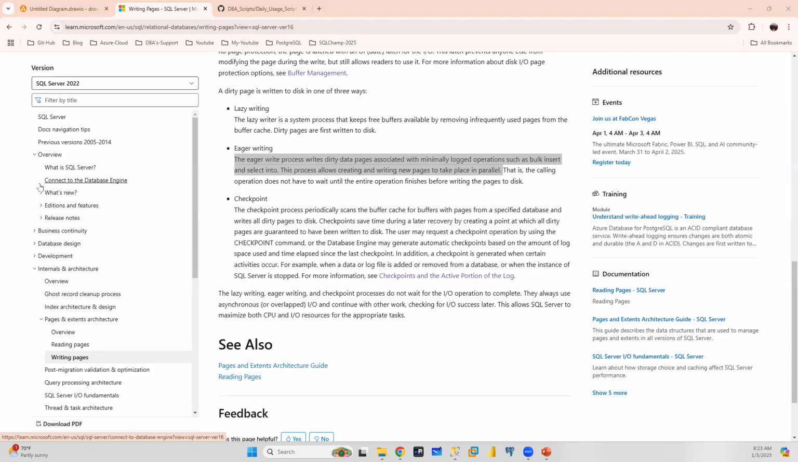Sir, first you need to understand the concept. What is minimally logged? What is bulk insert, select into? First, you need to understand those terminologies. I will talk about them when we are discussing recovery models more.